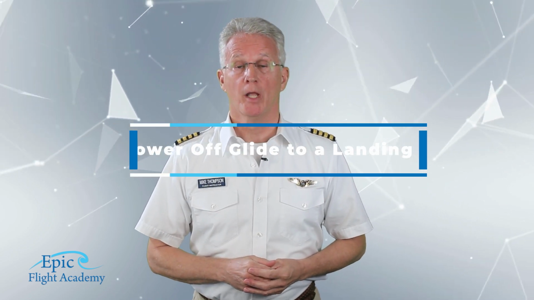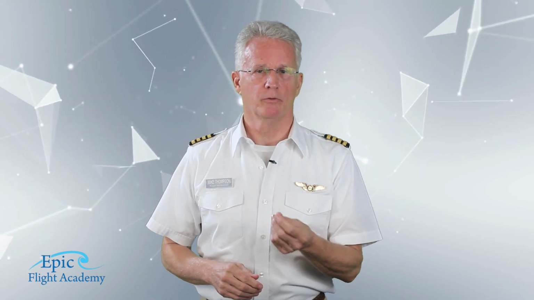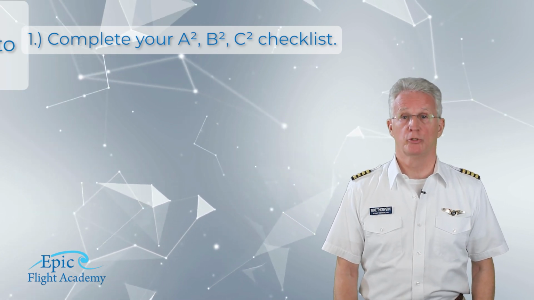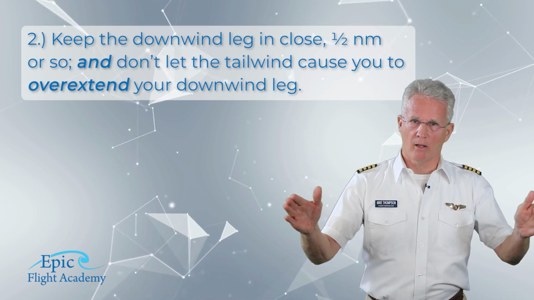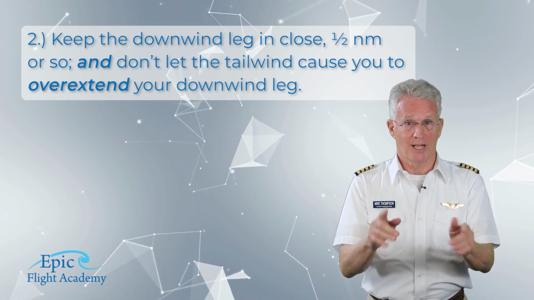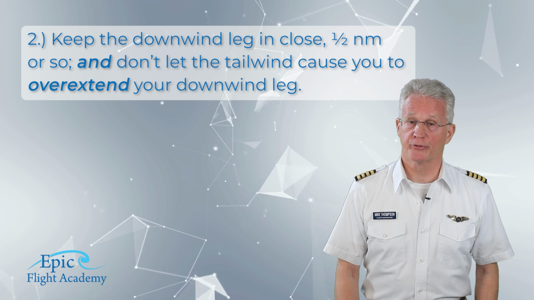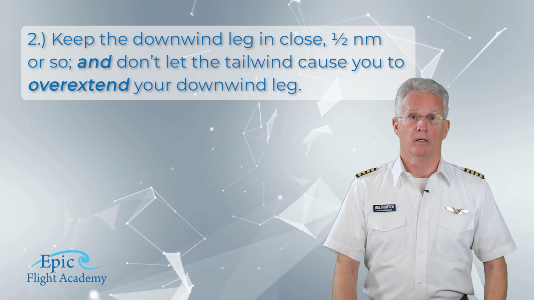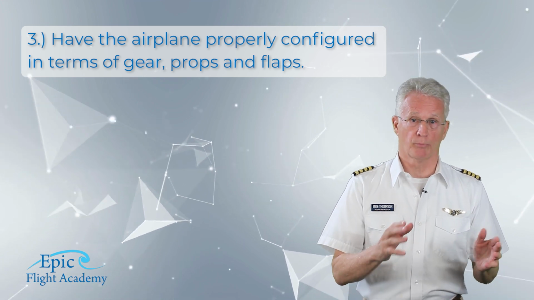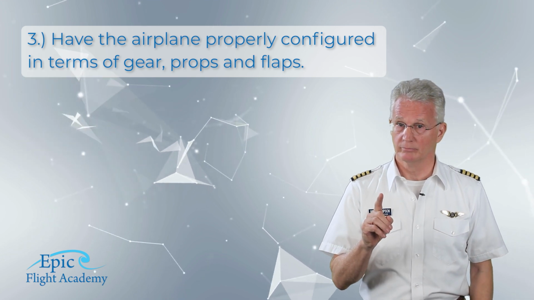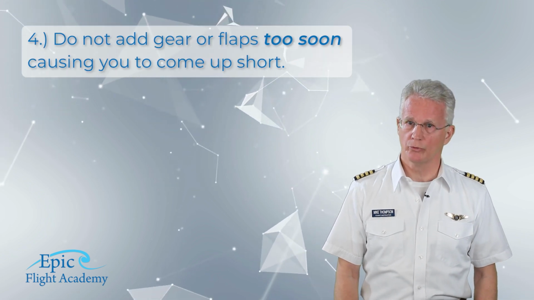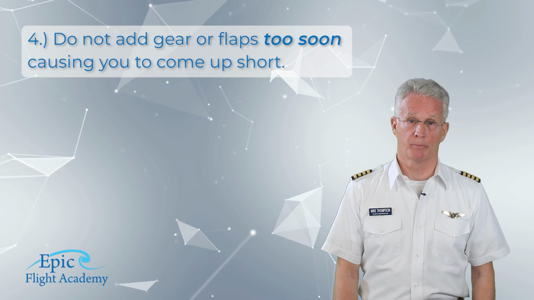Let's get started. Keys to success for this maneuver are: number one, complete your A squared, B squared, C squared checklist. Number two, keep that downwind leg in close, a half mile or so, and don't let the tailwind cause you to overextend your downwind leg. Number three, have the airplane properly configured in terms of gear, props, and flaps. However, number four, do not add gear or flaps too soon, causing you to come up short.